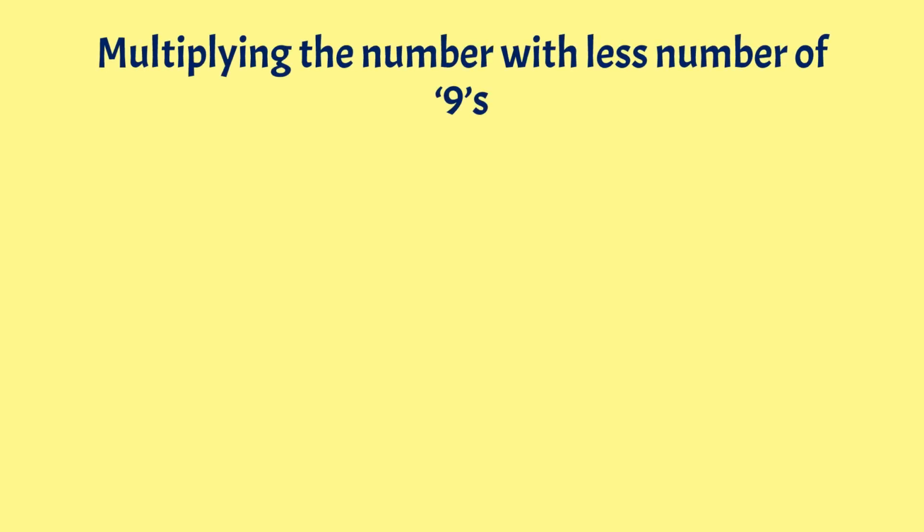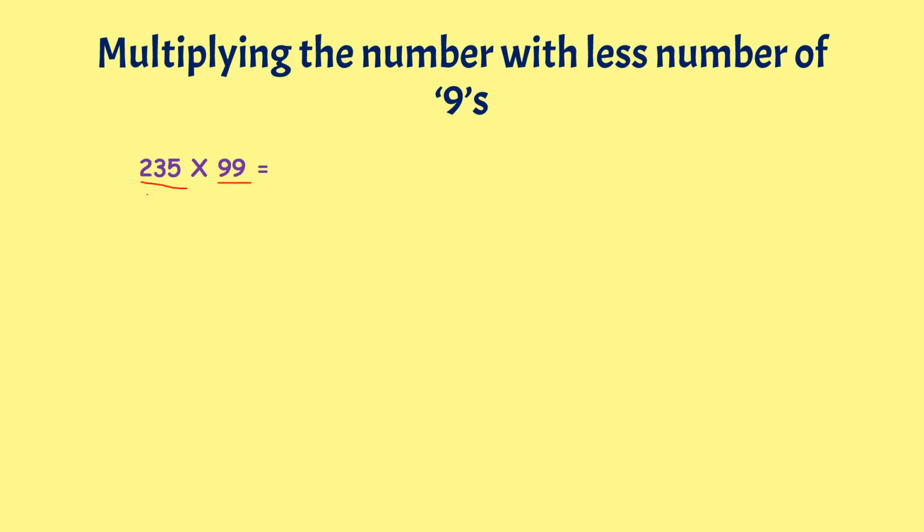In our previous video, we have seen how to multiply a number with the same number of nines. In this video, I will show how to multiply a number with fewer nines compared to the given number. For example, 235 is the given number and you have to multiply it with 99. So 235 is a 3-digit number and 99 is a 2-digit number.